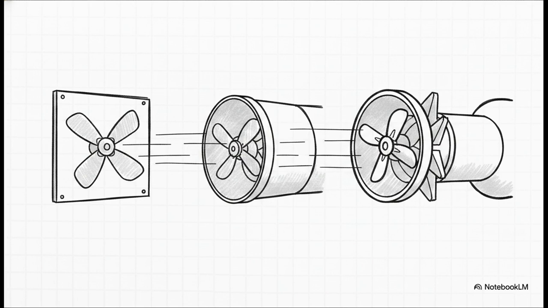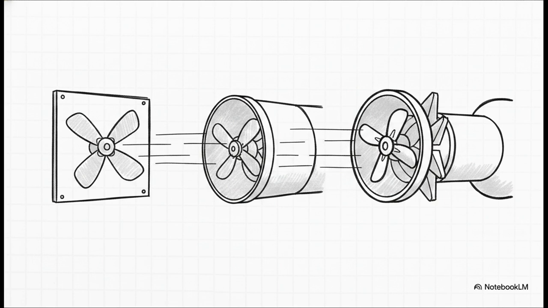First up, you have your basic propeller fans. These are your simple, cost-effective workhorses used in very low-pressure stuff. Think of a basic wall exhaust fan. But the catch is, once you introduce ductwork or any kind of resistance, their performance just drops off a cliff. Next step up, we have tube axial fans. These handle slightly higher pressures and usually get installed directly into duct systems.